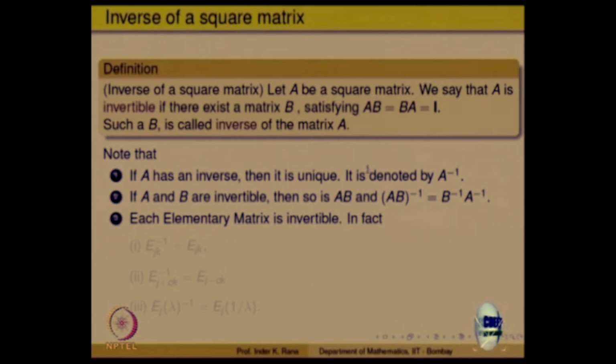Like for numbers, every number which is non-zero, say alpha, has a multiplicative inverse 1 over alpha. Product gives you 1, right? So in matrices, for addition we already have identity, right? If you take an m cross n matrix A and add an m cross n matrix which is all zeros, that doesn't change the matrix. So that is the additive identity for matrices of order m cross n.